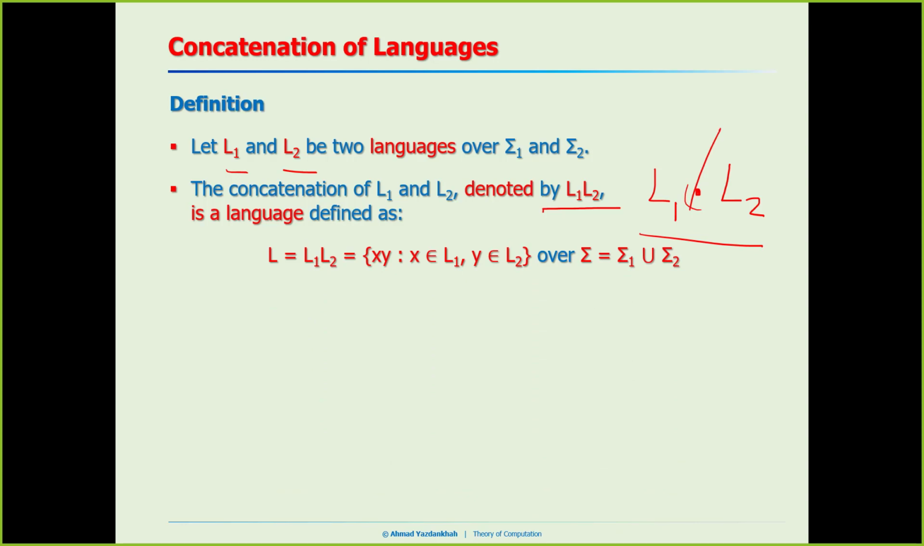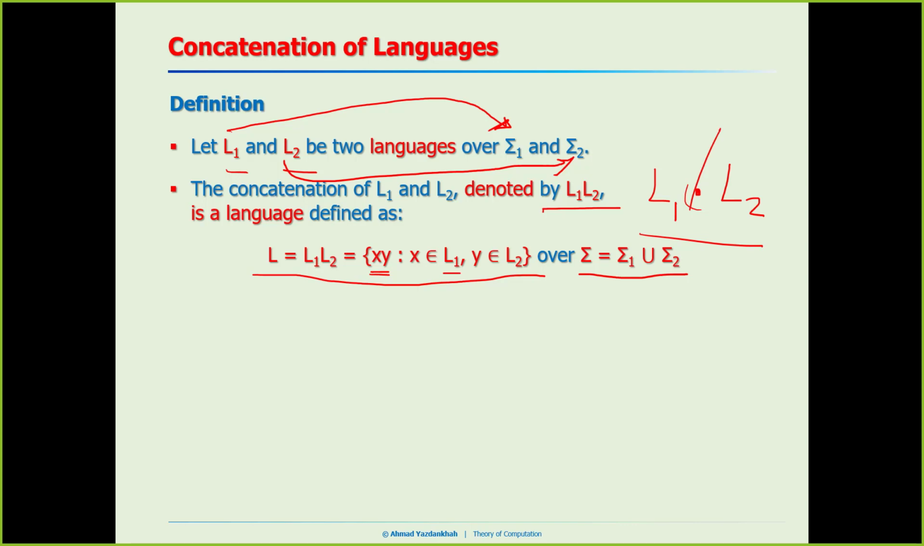L1 is defined over sigma 1, L2 is defined over sigma 2. So they might have two different alphabets, right? The result will be the union of those two alphabets, and the language itself will be like this. It has some strings like this, such that the X is coming from L1, Y is coming from L2.